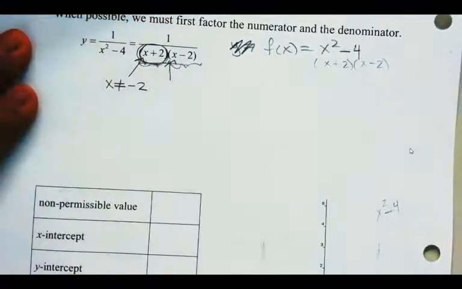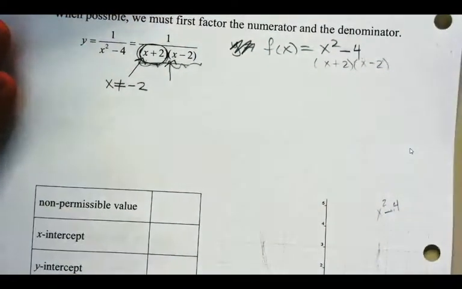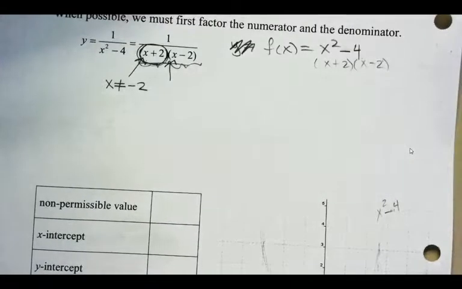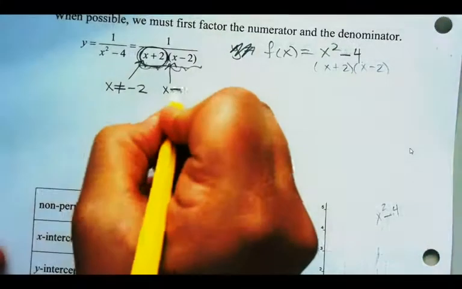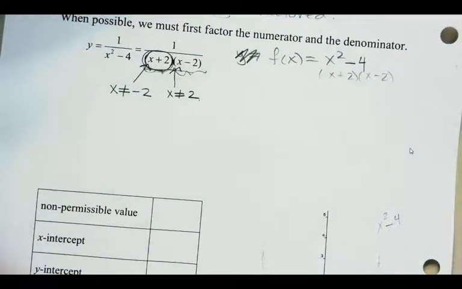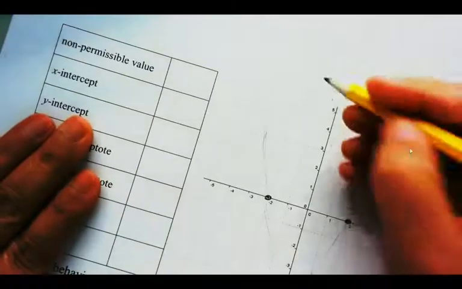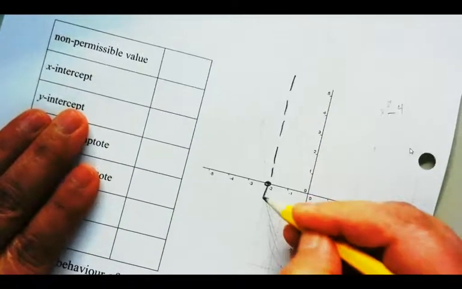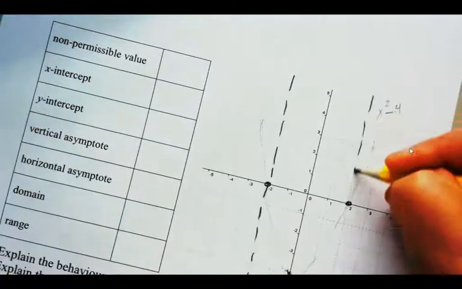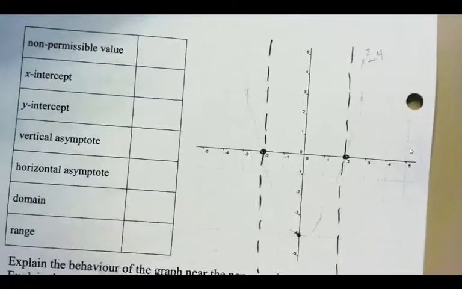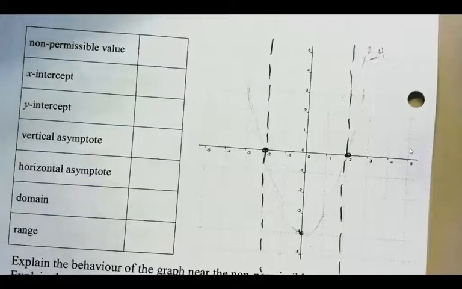If you have x equals 2 here, what do you notice happens? You get another 0 in the denominator. Is that good? No, that's bad. So x cannot equal positive 2. So what happens to our x-intercepts of our parabola? They become asymptotes. That's right. Okay. So that's where we get our asymptotes from. Now, do you remember invariant points at all?